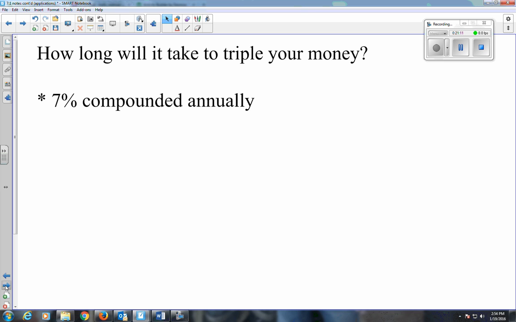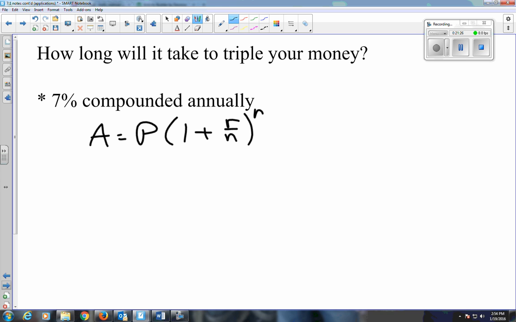Question is, you're going to invest some money at 7% compounded annually. How long is it going to take to triple your money? I'm going to write our formula down again. What do you think? 4 years? 42 years. Okay, we'll see how you do.